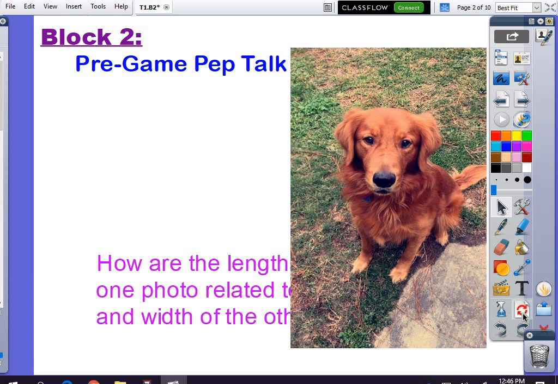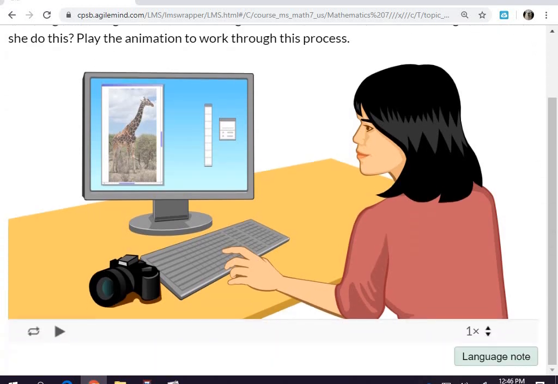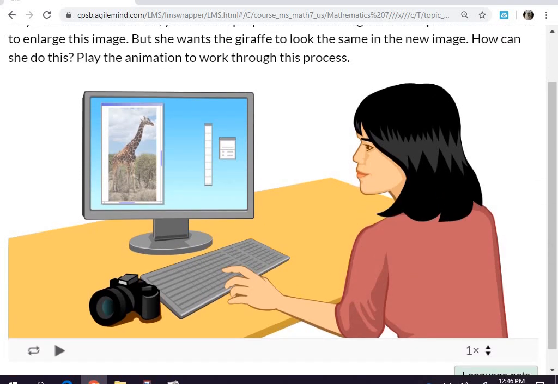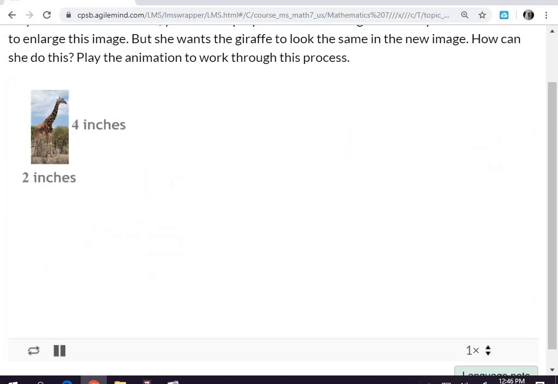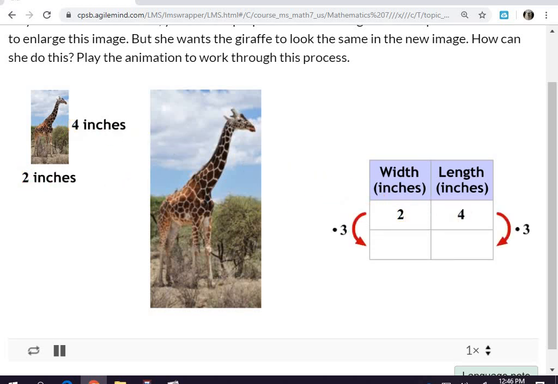Now I lost my train of thought. Alright, so we have the same chickadee from Friday, and she's on her computer again, and we're going to see what she's working on now. She's got a giraffe picture this time. She's working with the whip.